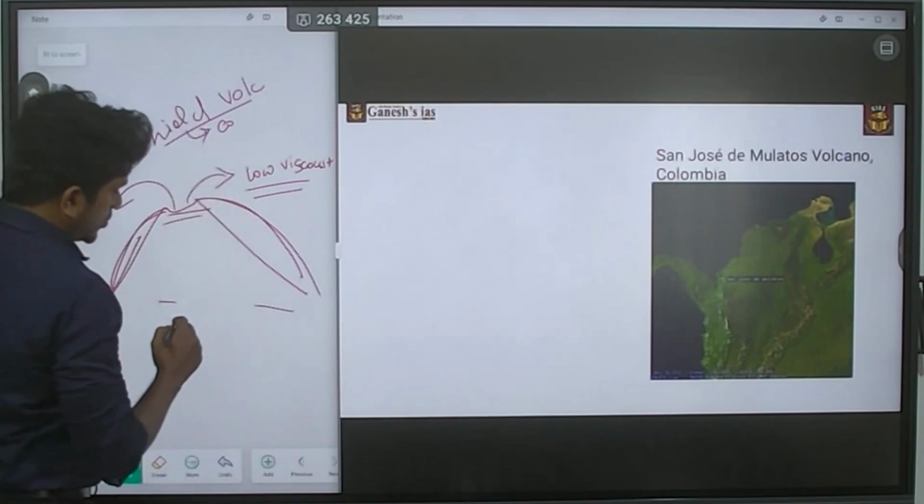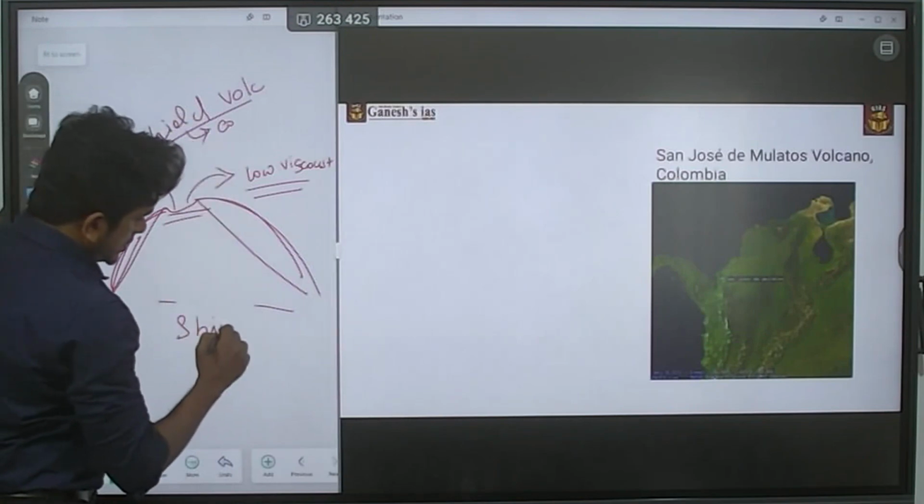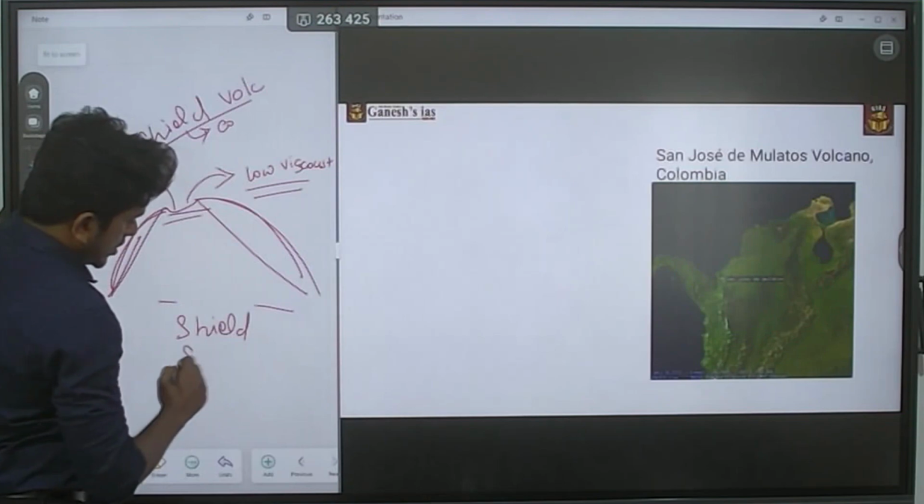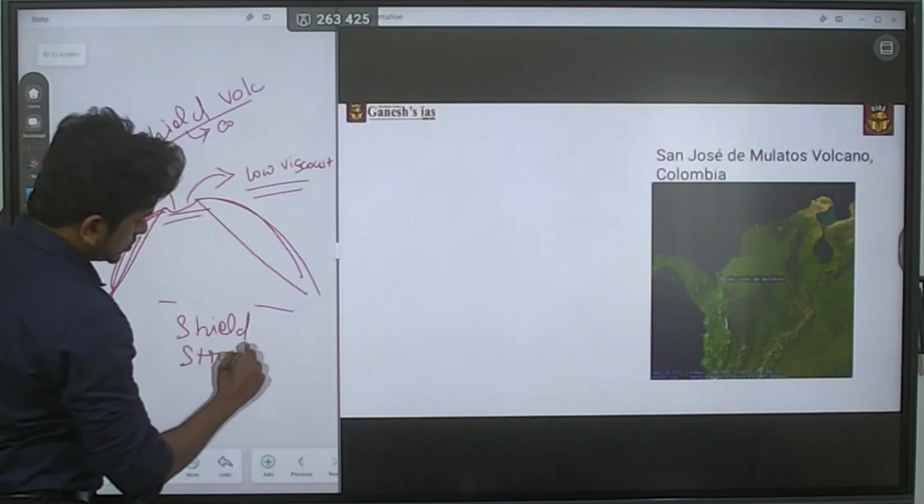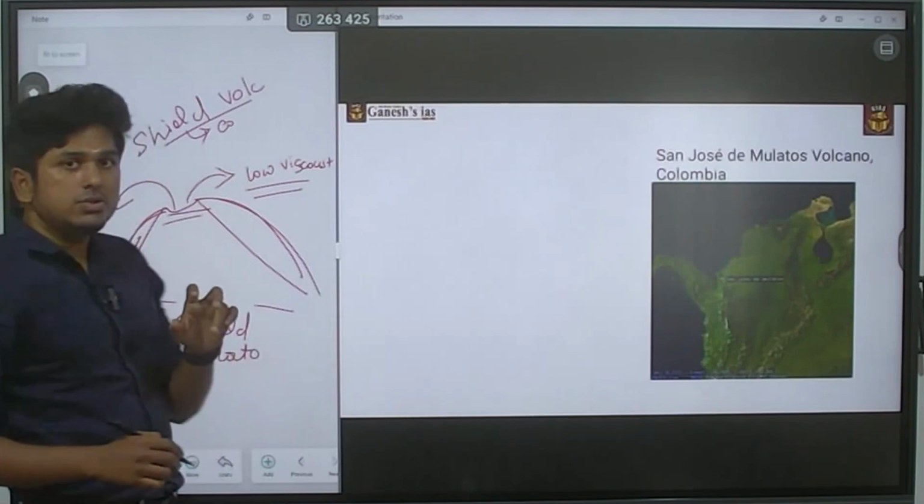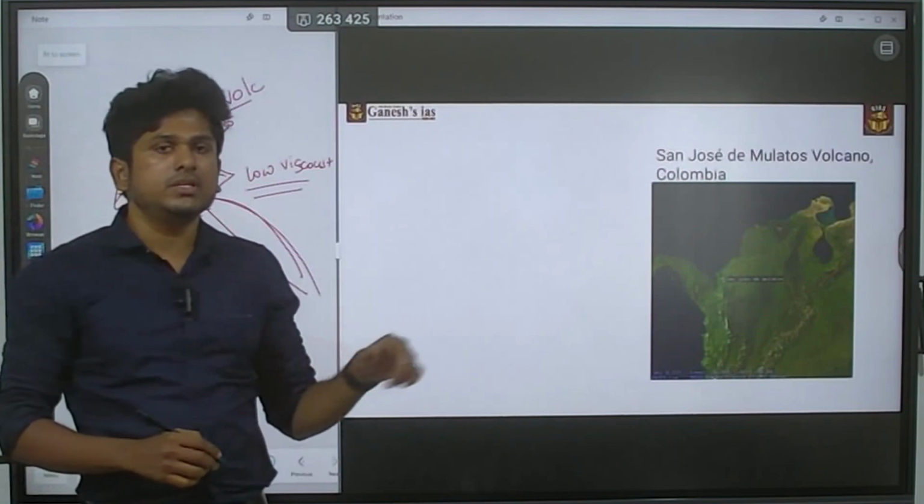What type of volcanic mountain is it? Whether it is a shield one or is it a strato. So these are the things you have to majorly focus on. Please make a note of it.